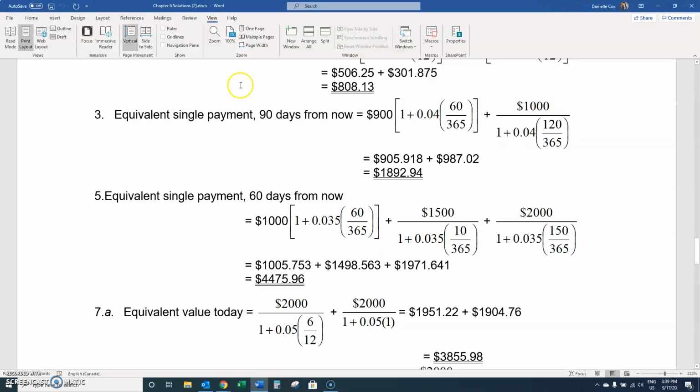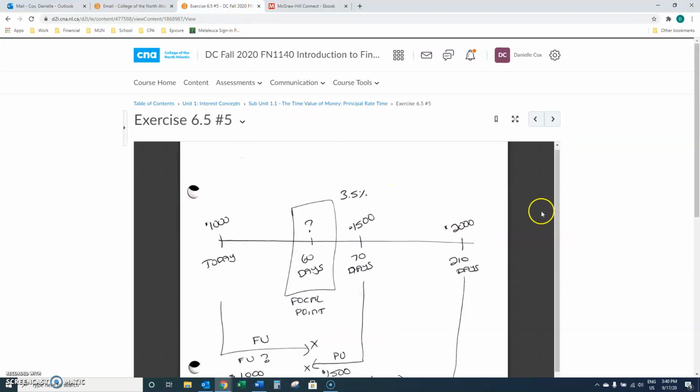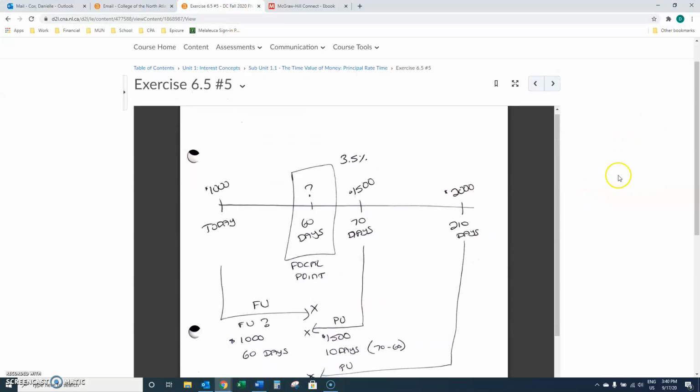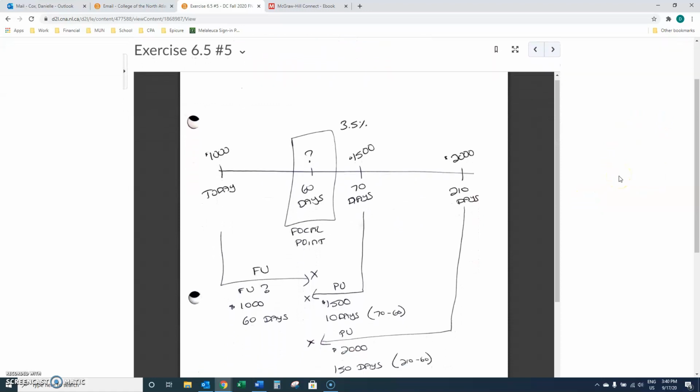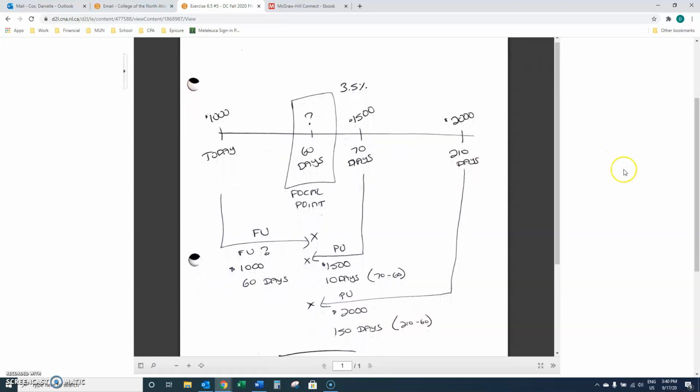Oops, that's not my timeline. Just one second. My timeline's here. I uploaded this into the unit. This is how I always start these questions, because you've got to visualize what it is you're trying to do. The first one said 3 payments, $1,000 due today.